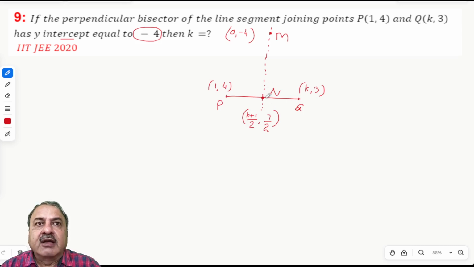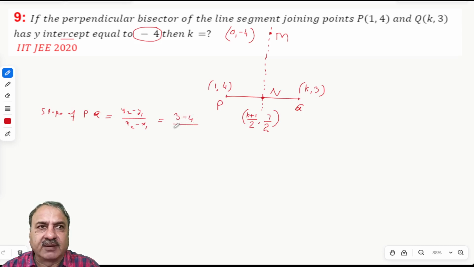Now we will find the slope of PQ. We know that the slope is y2 minus y1 over x2 minus x1. This is the formula. We have to use it. So slope would be y2 minus y1, means 3 minus 4, upon x2 minus x1, means k minus 1. Or we can say minus 1 over k minus 1. This is the slope of PQ.